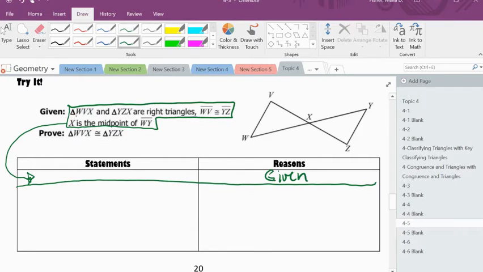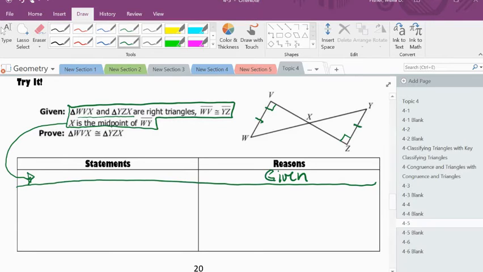They told us that WVX and YZX are right triangles. So WVX makes this a right angle and makes this a right angle. So those are right angles, and then it was given that WV is congruent to YZ, and we have enough information there.